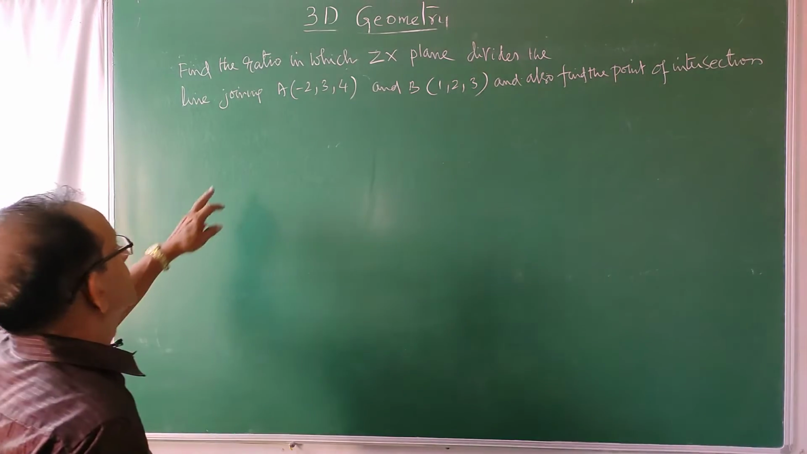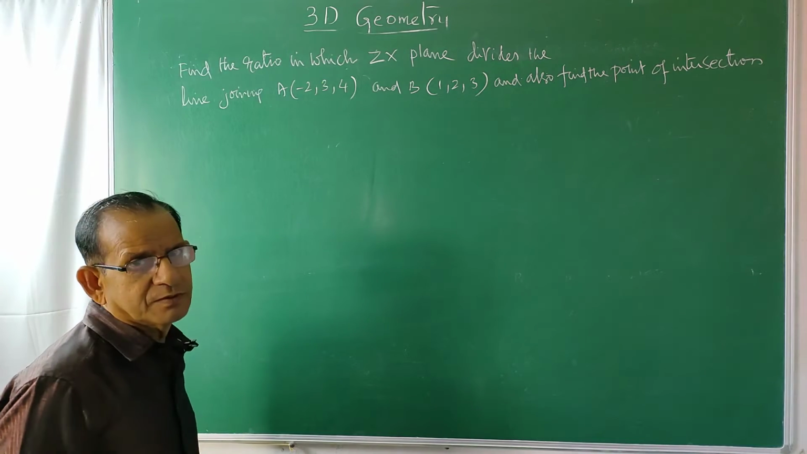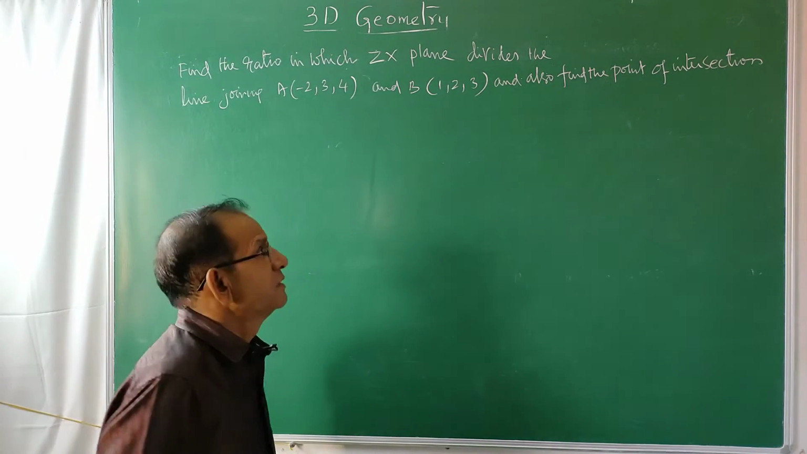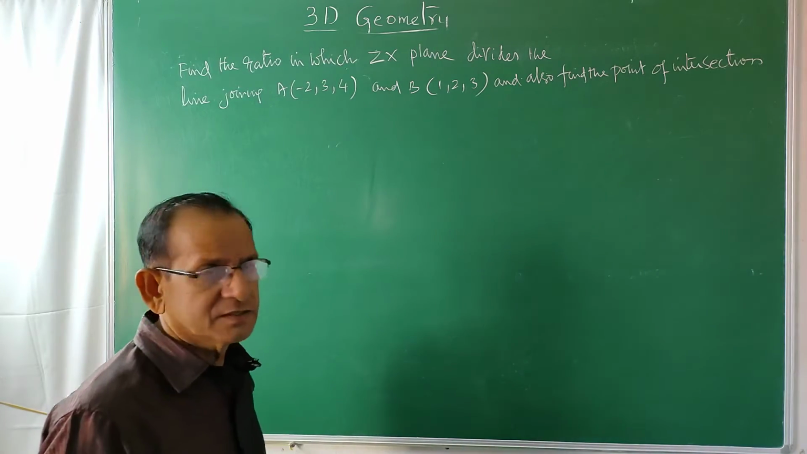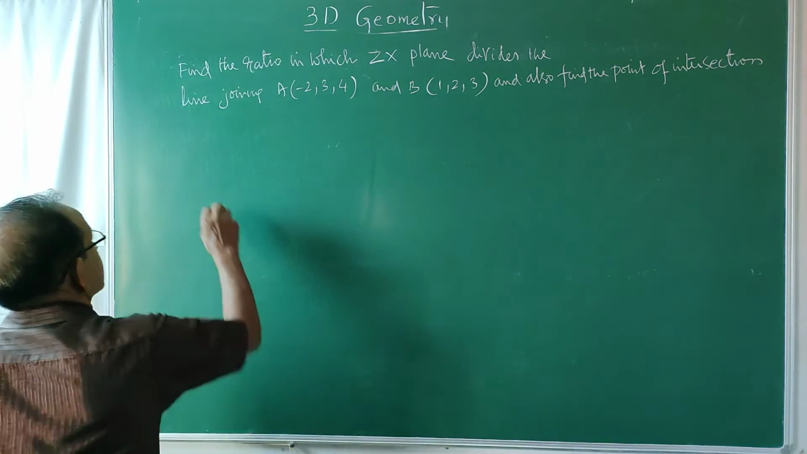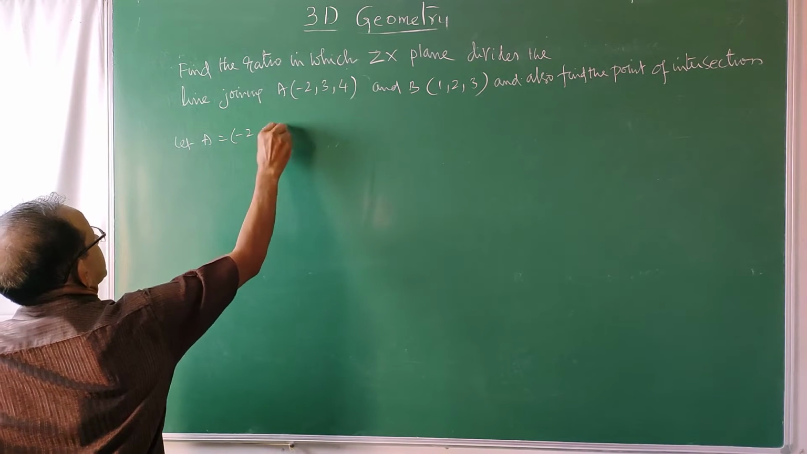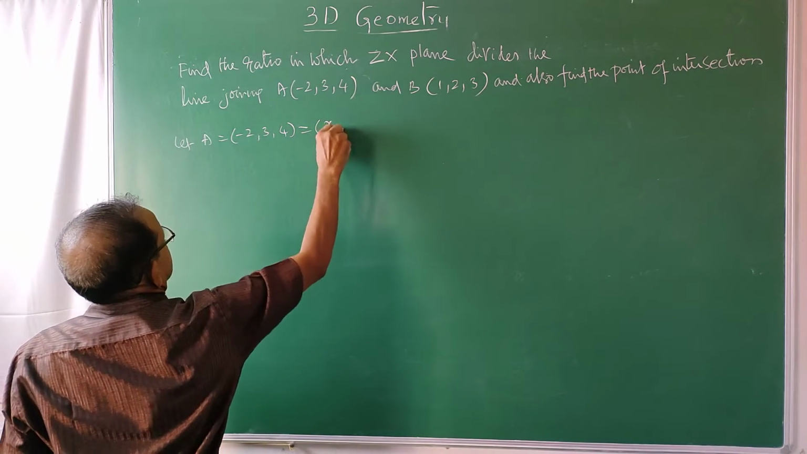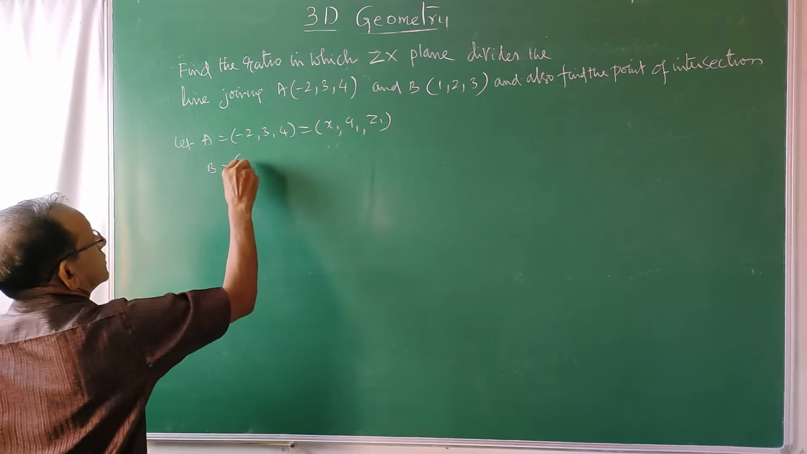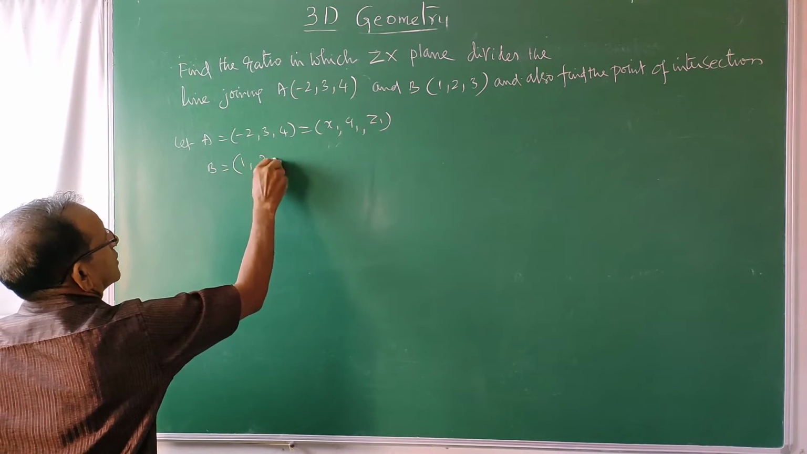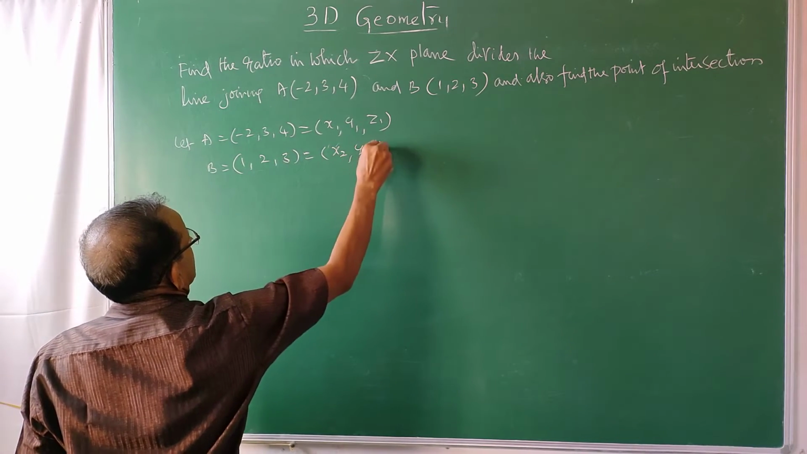Now see here, 2 points are given, A and B. In what ratio is the ZX plane dividing the line joining these 2 points? Let A = (-2, 3, 4), taking it as (x1, y1, z1), and B = (1, 2, 3) = (x2, y2, z2).